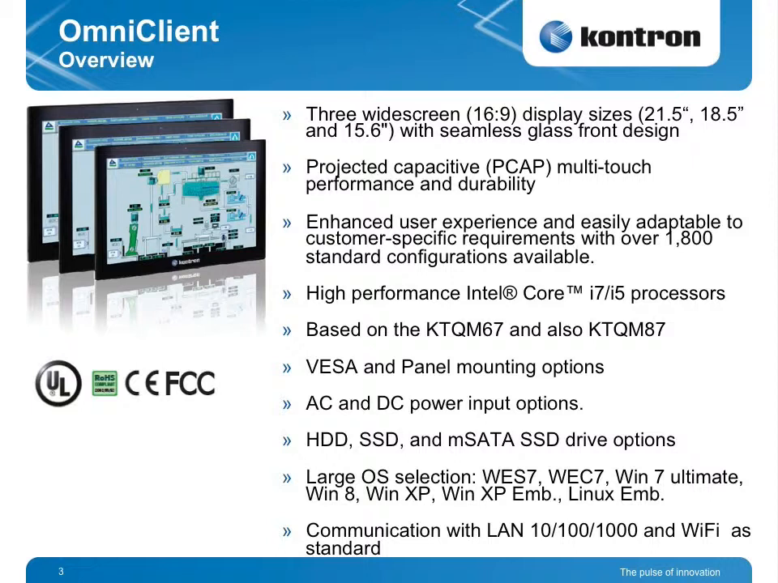The main processing unit is an i5 or an i7 using the second generation Sandy Bridge, or also the fourth generation Haswell i7 and i5 processors. We base it upon a mobile motherboard, the KTQM67 and the KTQM87, which is the brand new motherboard from Kontron. All products are available to mount either as a panel mount or as a VESA mount. They can also be powered with an AC or a DC power supply.